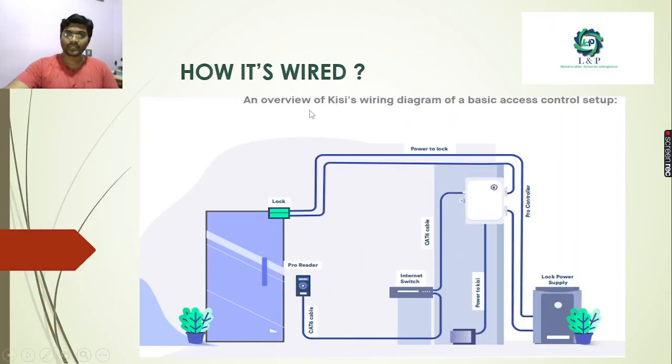See here, this is one example of how a basic control system will get set up. This is a door and this is a magnetic lock, and this is the controller. So this will give the power to lock and unlock the system, and this is a card reader. With the help of this Ethernet switch, through the Cat6 cable we are communicating with the controllers.